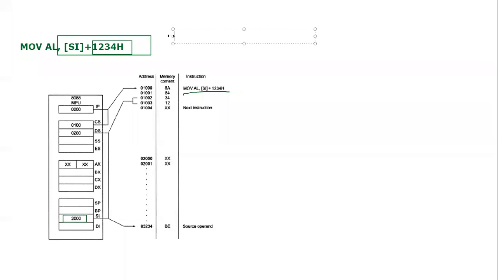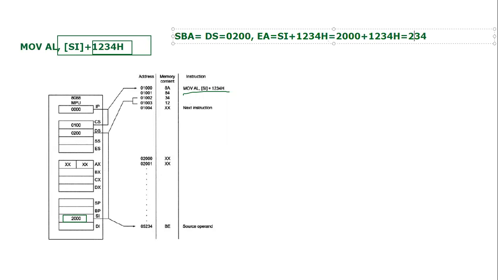If we calculate the physical address of this memory location, there is no segment register mentioned, so the data segment will be used, and the data segment value is 0200. For the effective address, one can see that the effective address will be index plus displacement. Index is SI, and displacement is 1234 hex. If we sum them up, the source index value 2000 plus 1234 gives 4, 3, 2, and 3. So 3234 is the effective address value in this instruction.